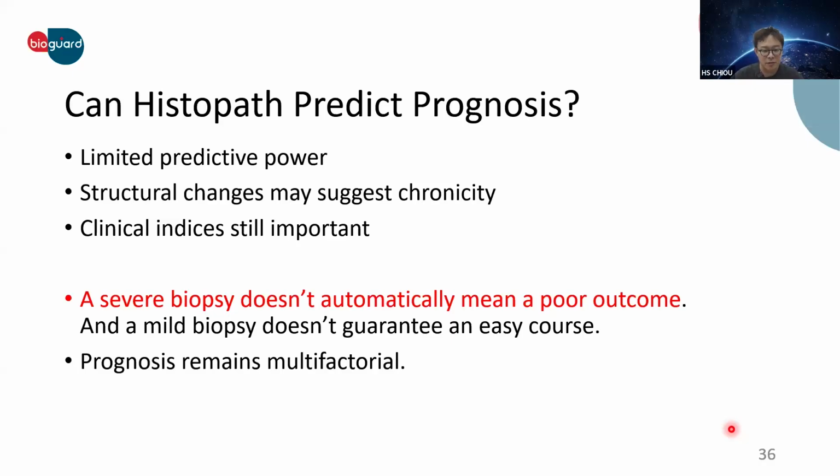The prognosis depends on albumin levels, response to therapy, body condition, and whether systemic complications develop. So while histopath informs us about severity at the tissue level, it doesn't directly translate into survival probability. A severe biopsy result doesn't automatically mean a poor outcome, and a mild biopsy result doesn't guarantee an easy course. Prognosis remains multifactorial.